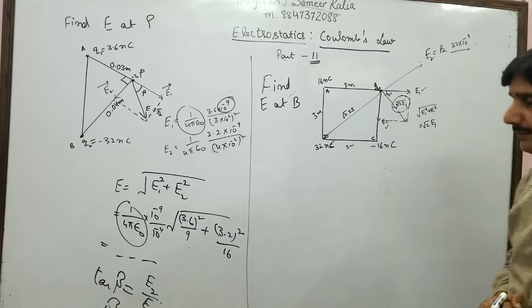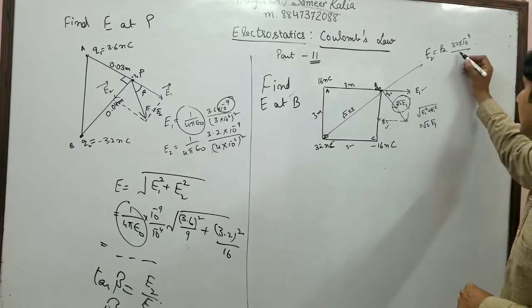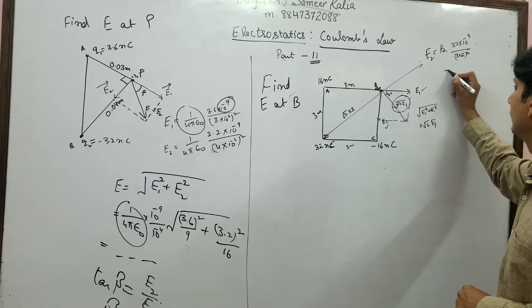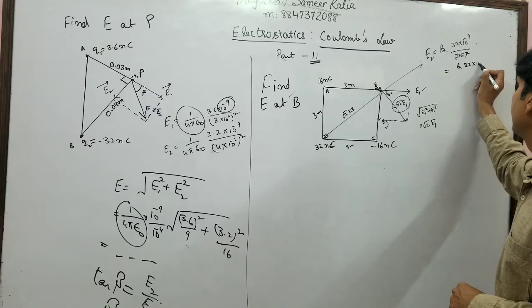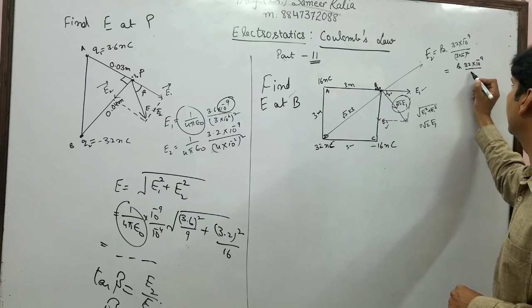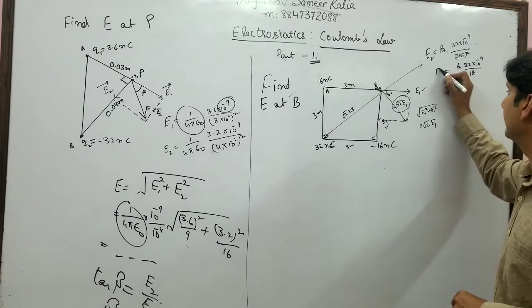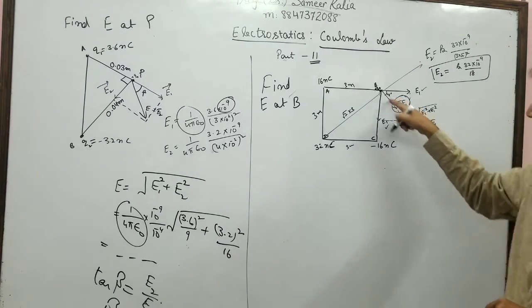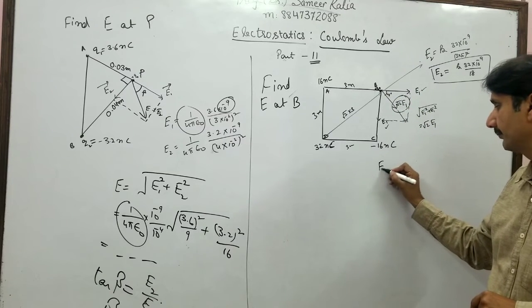Simple Pythagoras theorem. 3 square plus 3 square under the root. So 3 times under root 2 square. This turns out to be K times 32 into 10 raised to the power minus 9 divided by 18. This is the magnitude of E2. And what was the other vector? Under root 2 E1. What was E1?